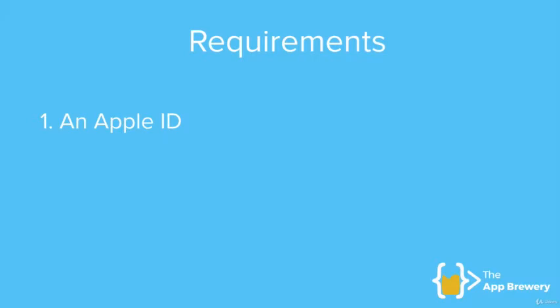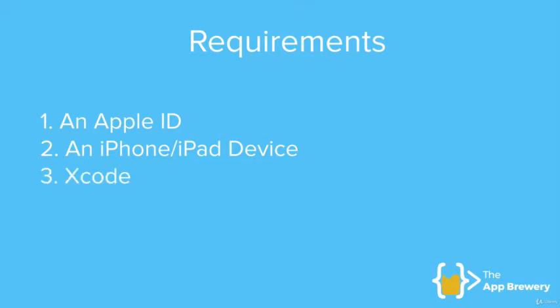The next thing you need is an iPhone or an iPad device. Our apps are not going to run on a watch or any other type of Apple device. It has to be something that can run iOS, so one of these two. And third, you're going to need Xcode already installed, which we already did previously in the setup instructions. If you haven't done that, then you'll need to do that now before we can continue.